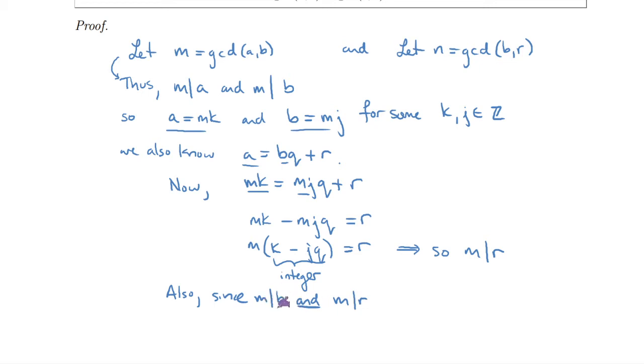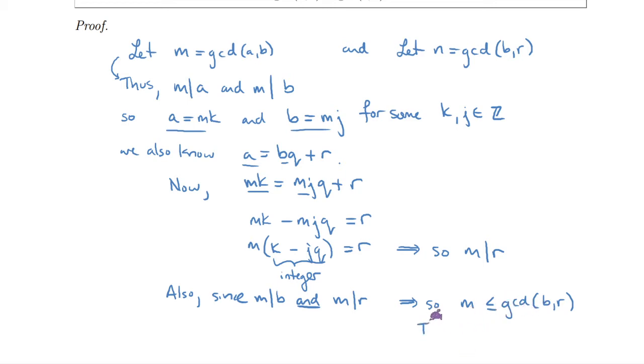Well, m divides b and m divides r, but look up here. n was the GCD of b and r. So looking down here, I know that I have a common divisor among b and r. So this means m has to be less than or equal to the GCD of b and r, right? m divides b and m divides r, so it certainly has to be less than or equal to the GCD of b and r, because it's a common divisor. It could be actually equal, but we don't know that yet.